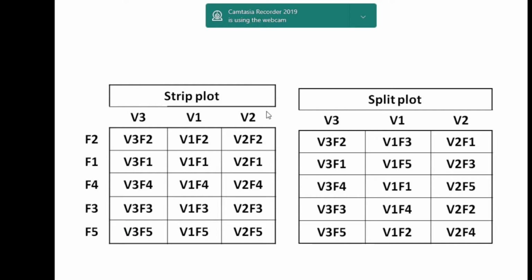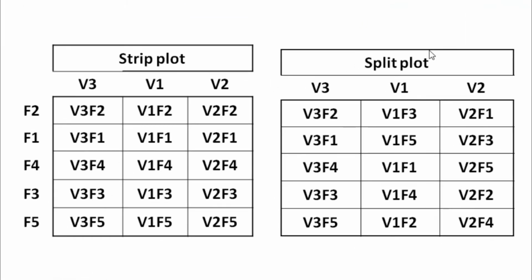And what is the difference between strip plot and split plot? It is a two-factor experiment, 3 varieties and 5 fertilizer doses. In a split plot, variety is the main plot and fertilizer is the subplot. Varieties B1, B2 and B3 are all main plots, and each main plot is divided into 5 fertilizer doses.